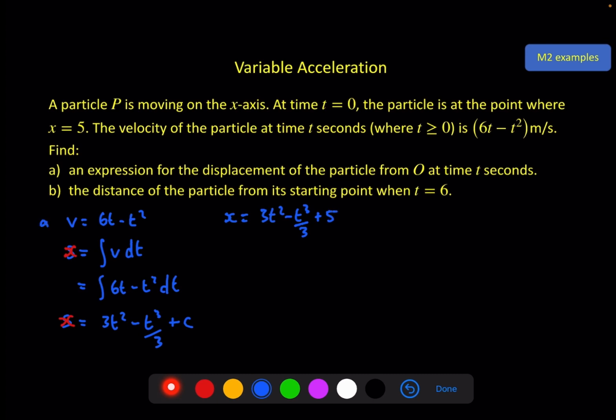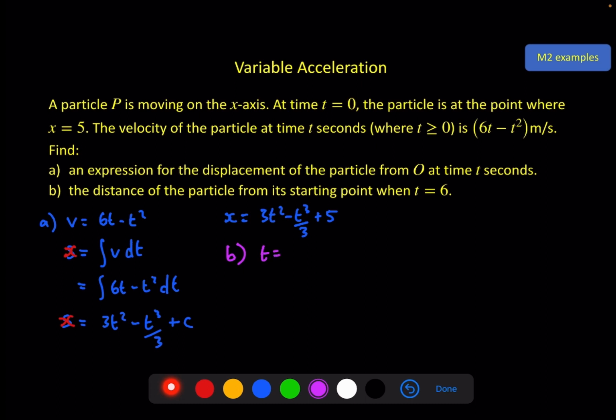That's part A. Part B, as usual, is now going to get us to use this function. Find the distance of the particle from its starting point when t equals 6. Now just be a little bit careful on this question, because the starting point is when t equals 0. And usually we would expect that to be x equals 0, but in this case it's x equals 5. So my starting point is x equals 5. I need to take that into account when I finished calculating when t equals 6.